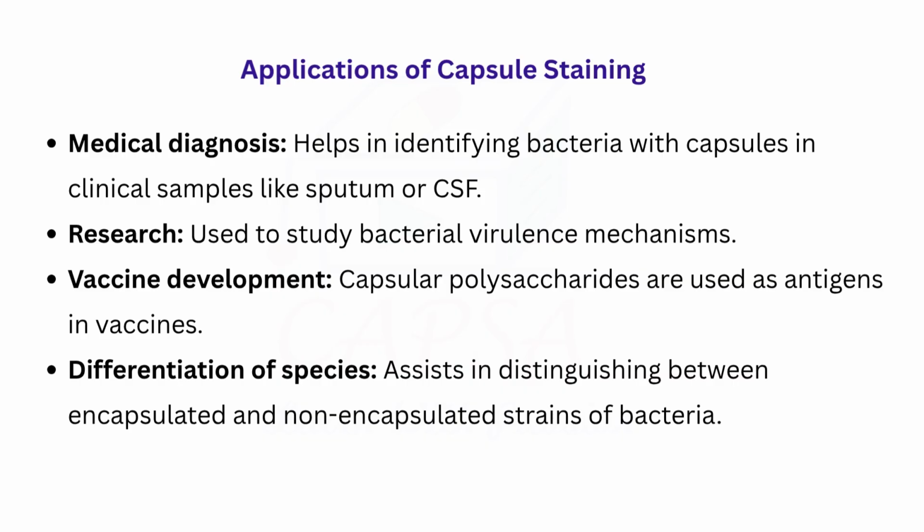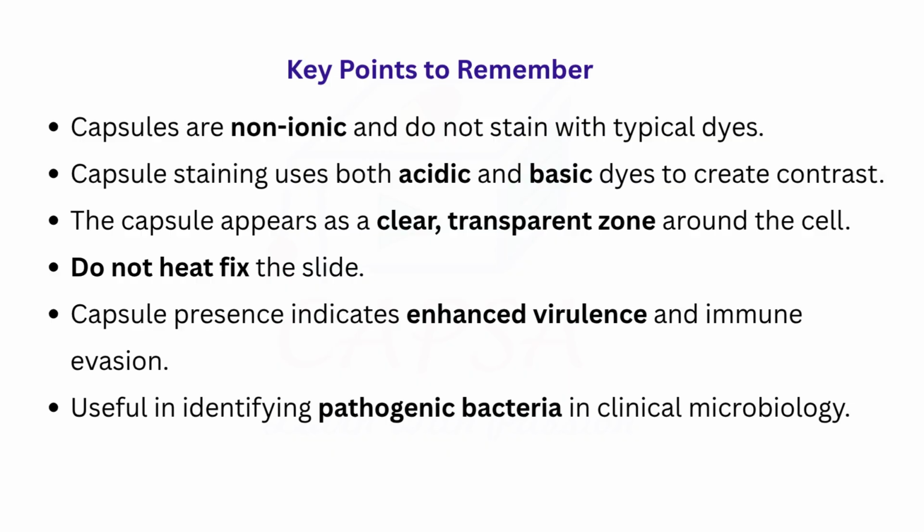Now, you might be wondering, why is this technique important? Here are some real world applications of capsule staining. It's used in clinical microbiology to identify pathogenic bacteria in patient samples. It helps understand bacterial virulence mechanisms in research. It's also essential for developing vaccines against encapsulated bacteria, as the capsule polysaccharides are strong antigens. Also used to differentiate between strains of the same species based on presence or absence of a capsule. So even though it seems like a simple lab method, it has critical diagnostic and research value.